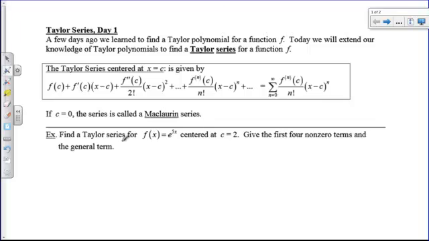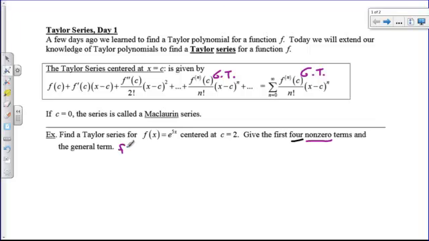So off we go. We want to find a Taylor series for f of x equals e to the 5x centered at 2. Give the first 4 non-zero terms. That means we cannot have any of the terms equal 0. And we're not going to go to a certain degree here. We're just going to count 4 terms. And then we want the general term. The general term is going to be right here, which is the same thing as this. There's your general term, and we're going to put it in a series form.